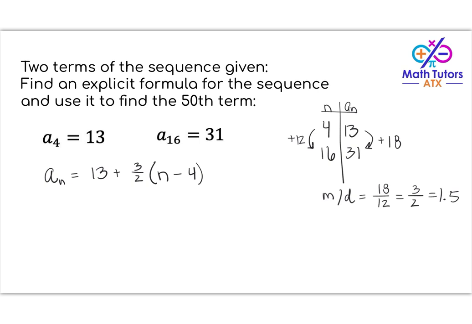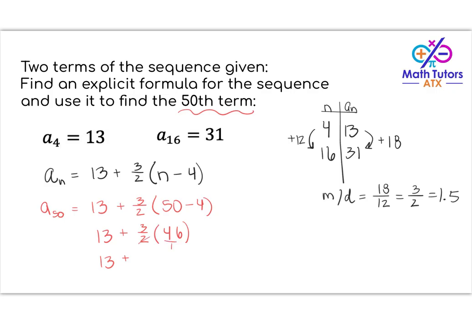So right here, though, I am asking for the 50th term. So let's go through and plug in 50. So the 50th term, everywhere I see an n, I'm going to put in 50. And so 3/2 times 50 minus 4. All right, 3/2 times 46. Excellent. And when I multiply that, I know that 23, and that's a 1. And so that, I believe, is 69 plus 13, which gives us 82. So my 50th term is 82.